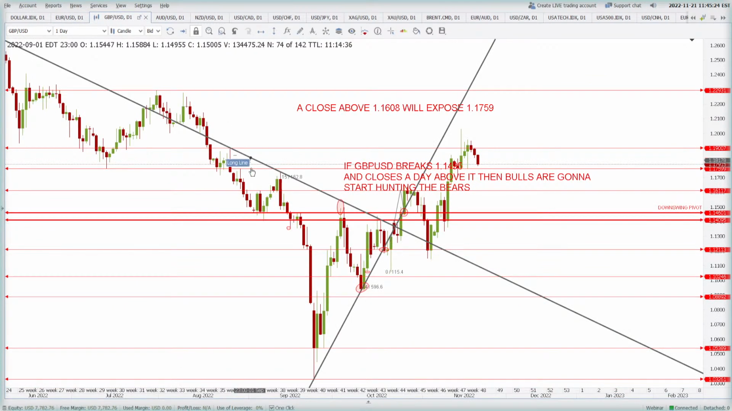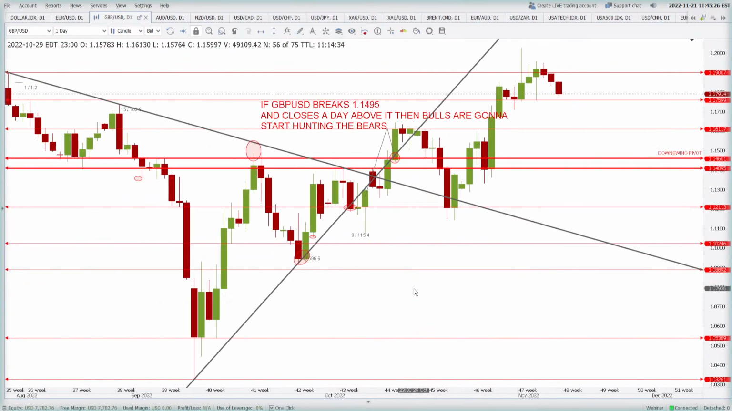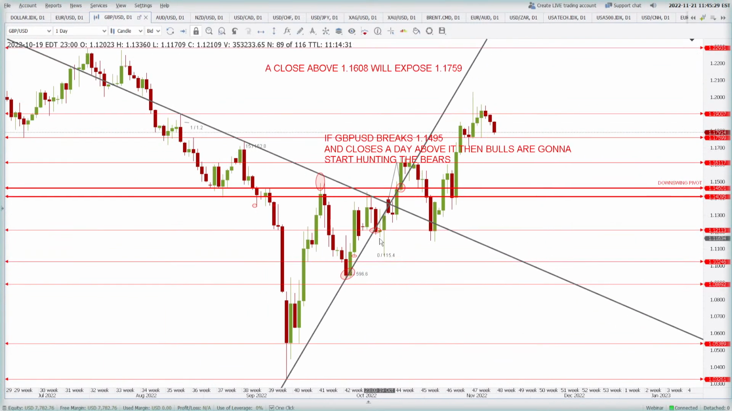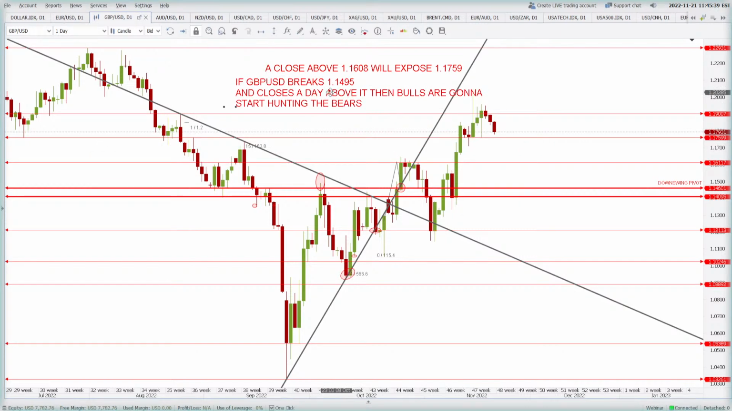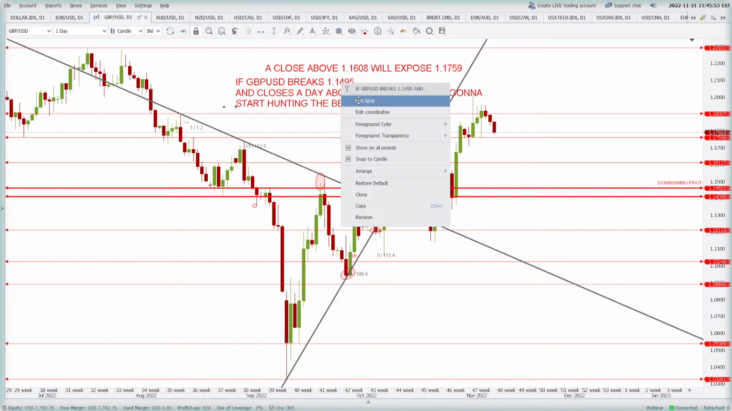Moving on to the Great Britain pound, I have not removed anything after 21st of October. This area here, after this candle, if GBP USD breaks 1.1495, this was our idea. If GBP USD breaks 1.1495, which is, no, not 1.1495, 1.14095. I'm sorry, guys.